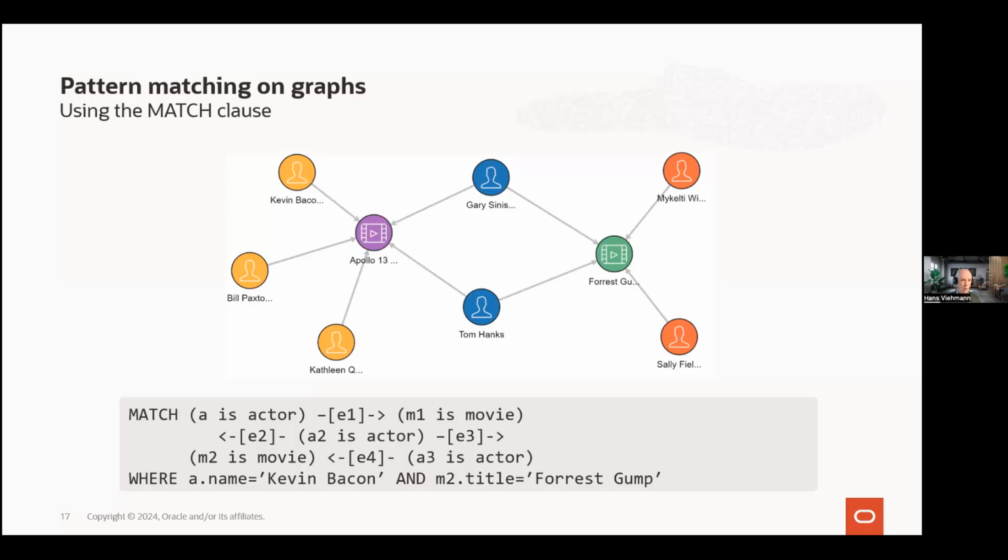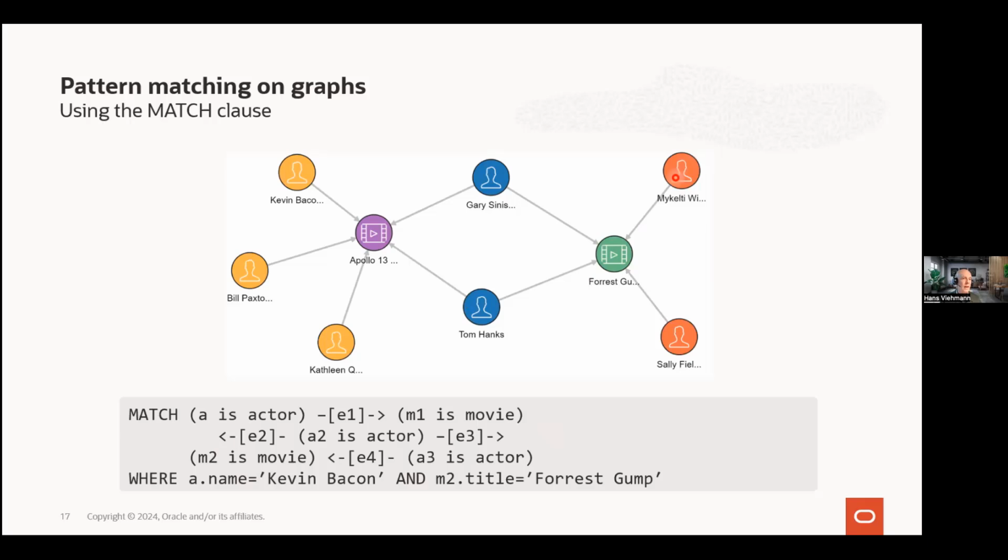I'll give you an example, and maybe you want to pay attention because we'll do a poll in a second. One pattern which satisfies this match clause is we have the actor Kevin Bacon connected through this edge to some movie, that edge to the movie Forrest Gump, which is the second predicate, and then let's say Michael T. Williamson. That is one possible path. So 1, 2, 3, 4, 5 vertices and 4 edges in between. That would be one match, but that's only one match.